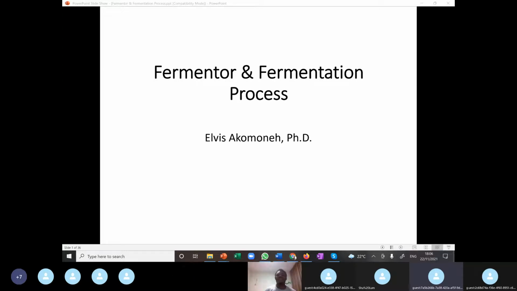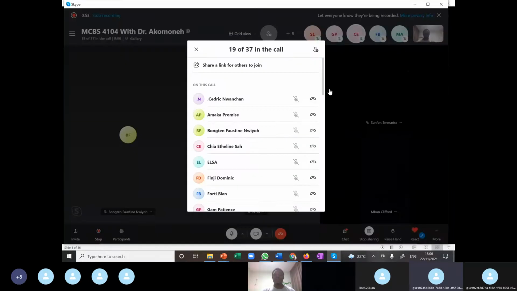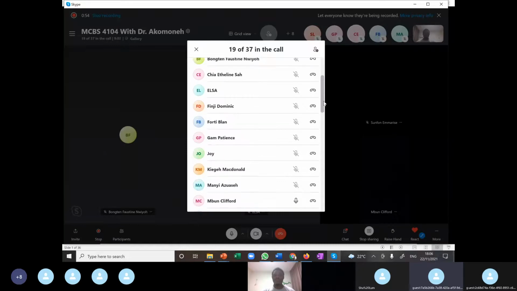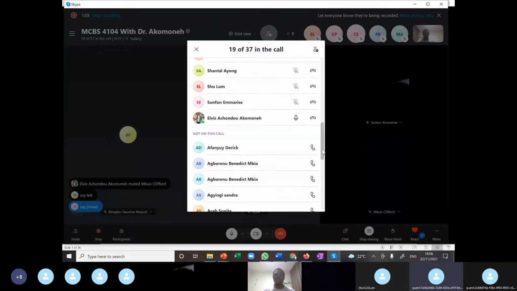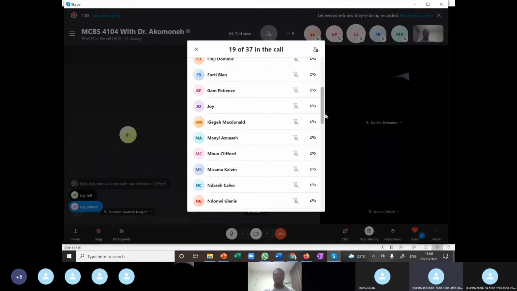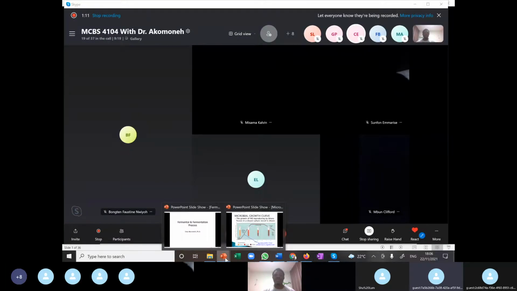The purchase of raw materials, the selection of the right inoculum, the regulation of the conditions within the fermenter, and of course the harvesting process, the purification process, the packaging process, and also the marketing process. That's the global picture of what I'm describing as the fermentation process.